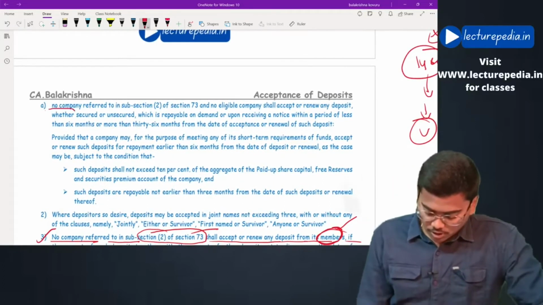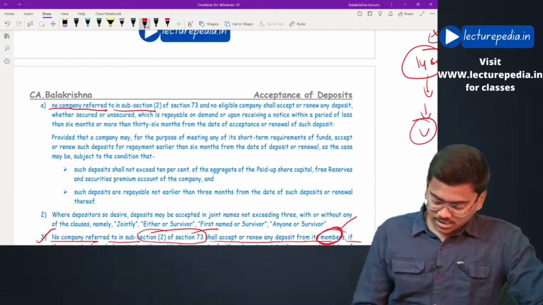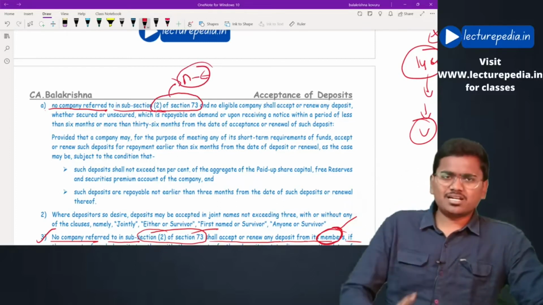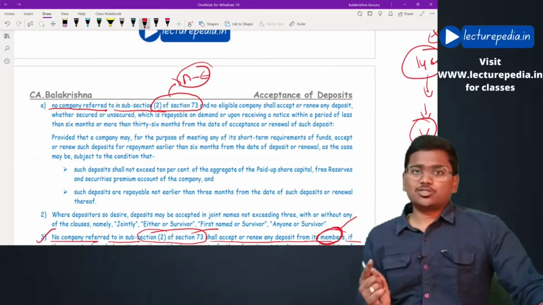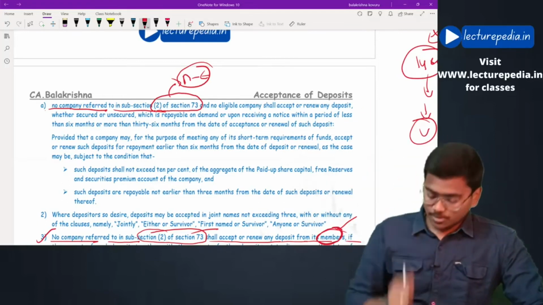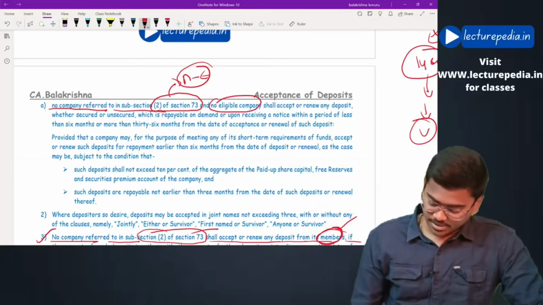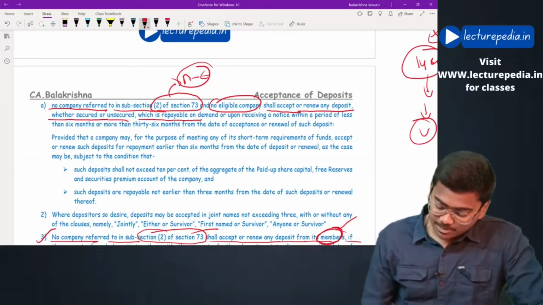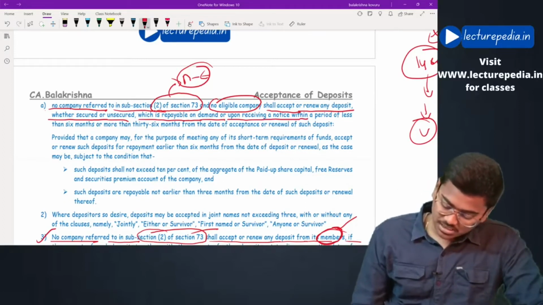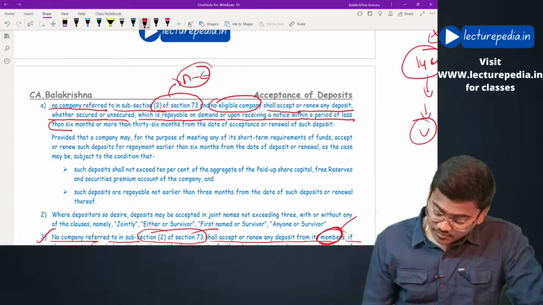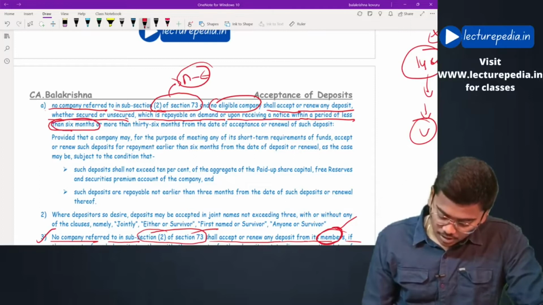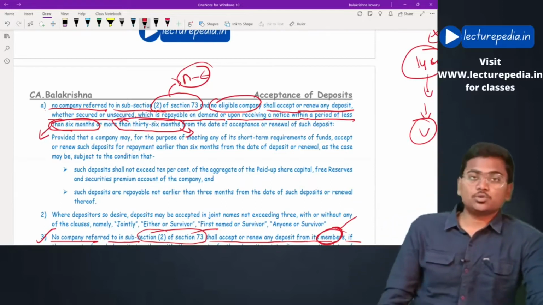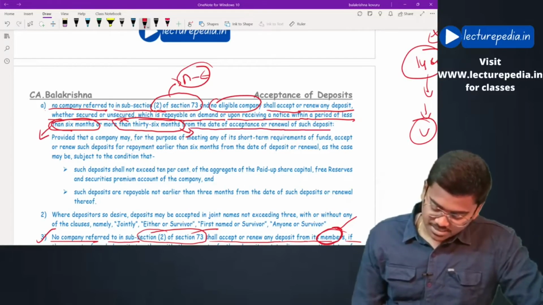See, no company referred to in subsection 2 of section 73, that means non-eligible company. Whenever you find section 73 subsection 2, you should remember non-eligible company. And no eligible company shall accept or renew any deposit, whether secured or unsecured, which is repayable on demand or upon receiving a notice within a period of less than 6 months or more than 36 months from the date of acceptance or renewal of such deposits. This is the minimum tenure, this is the maximum tenure of deposits.